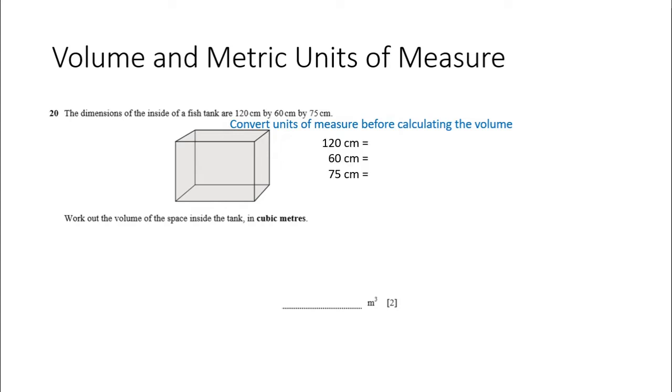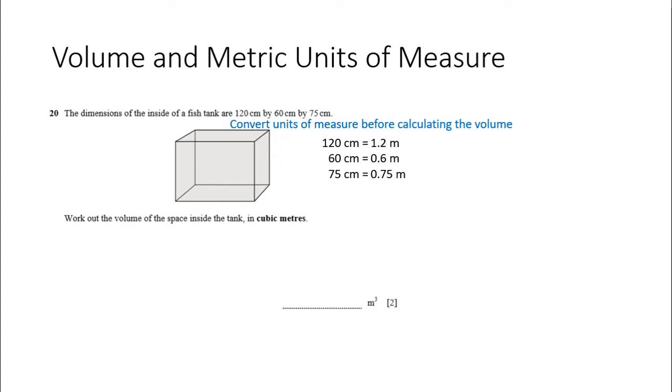120 centimeters in meters is 1.2. Hopefully we all know that it's divided by 100. I don't think that's where our mistake is coming from. 60 centimeters in meters is 0.6 meters. Again, I divided by 100. And 75 centimeters in meters is 0.75 meters.